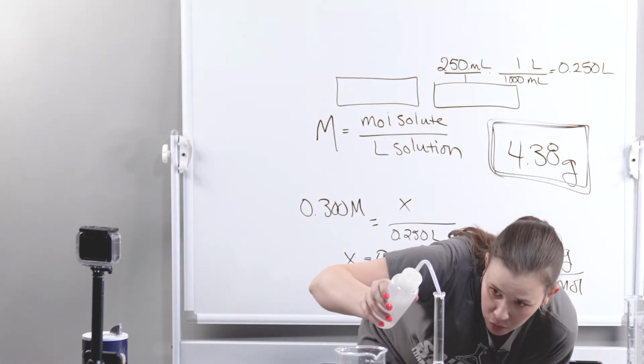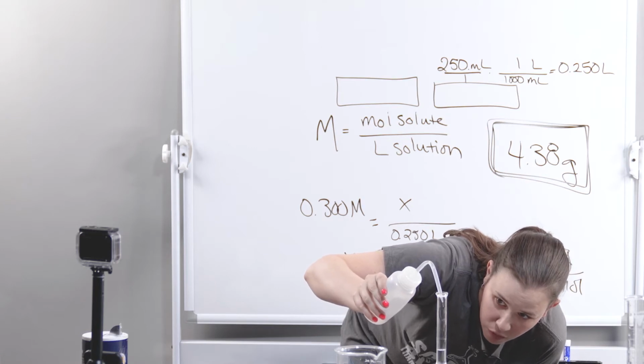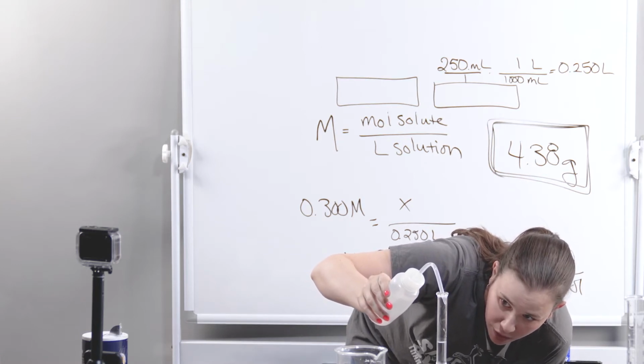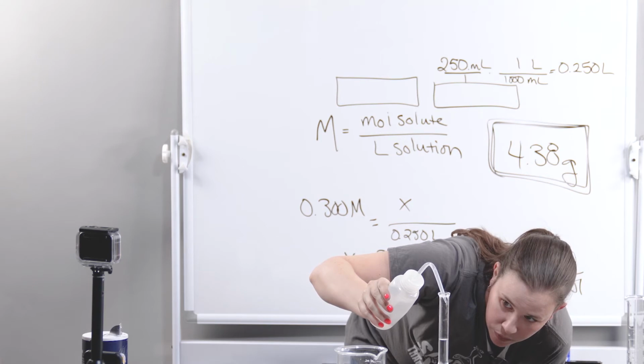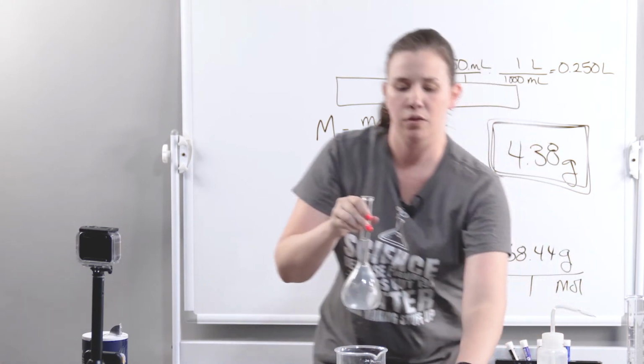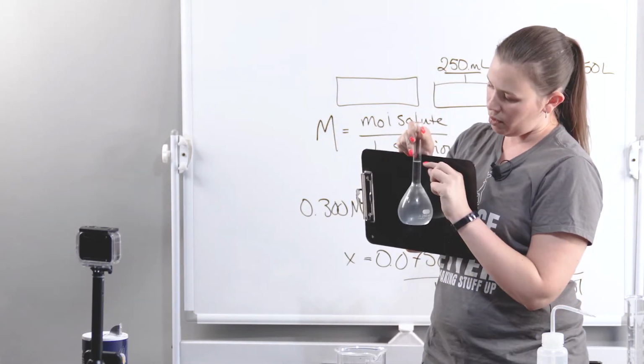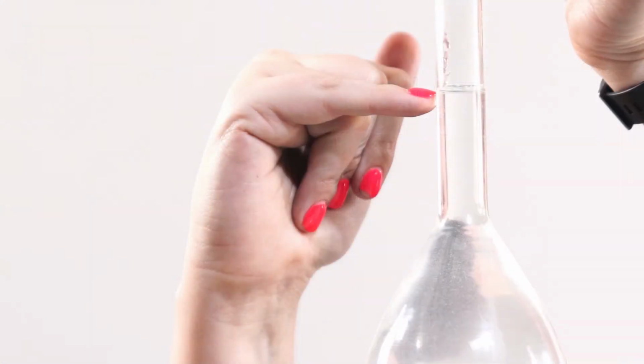And I want to get eye level and try to watch the etch mark and fill it so that the bottom of the meniscus is touching the etch mark. So it's a difference of a drop or two. And the goal here is that the actual bottom of the meniscus is in line with the etch mark. This is going to show that we have exactly made 250 milliliters of solution.